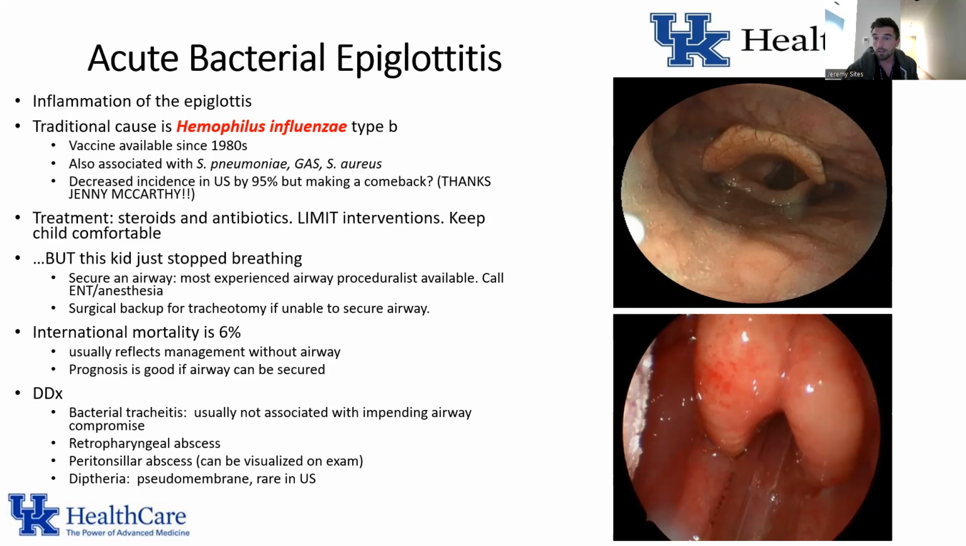Say the kid does completely obstruct their airway and they're no longer able to move air, and as such they are on the verge of cardiac arrest. It's important to very quickly secure their airway. Make sure the person intubating the child is the most experienced in the room. Make sure that ENT and anesthesia have been called.